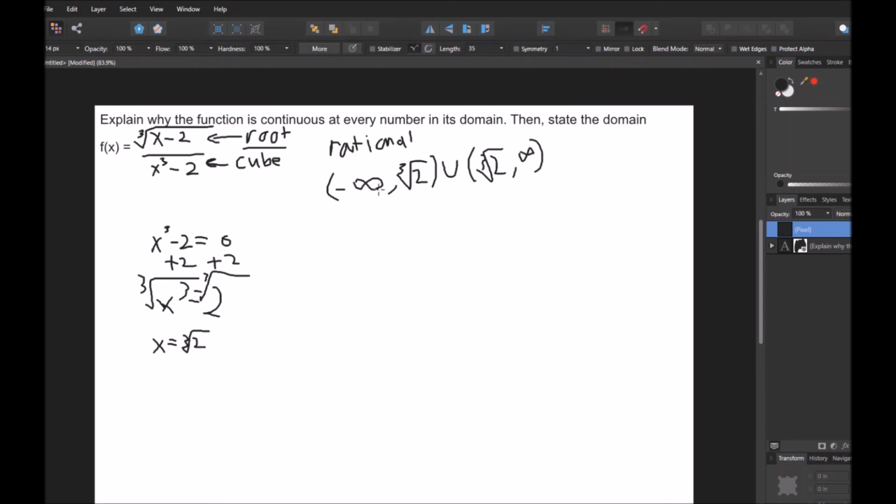And the reason I can include negative numbers in this is because this is a cube root on top. And a cube root is different from a square root in that with a square root you can't have a negative number underneath the radicand, but with a cube you can. So that's how you would do that one.